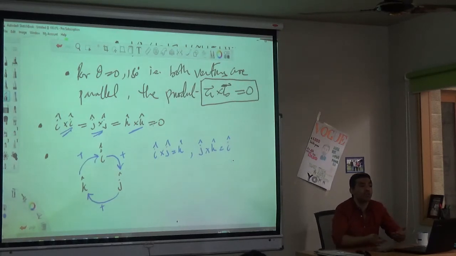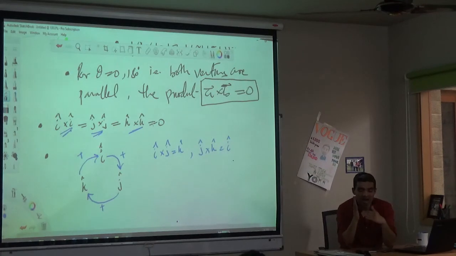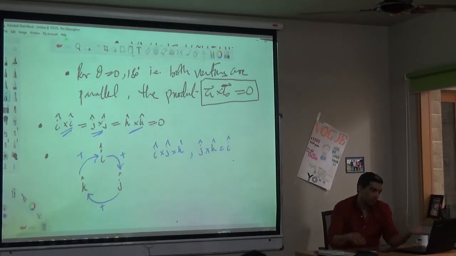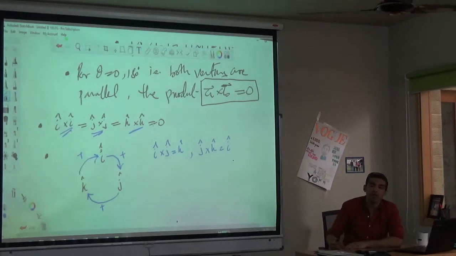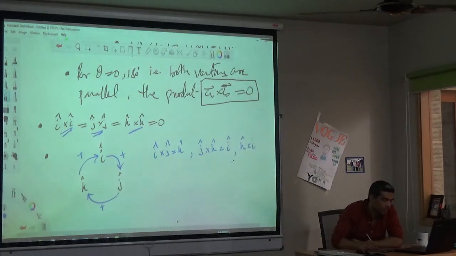What would I cross J give you? I cross J is going to give you a third vector which is going to be perpendicular to I and J both. Which vector is perpendicular to I and J both? The vector K. So it results in the vector K. What would be perpendicular to J and K? So J cross K gives you an I. What would be perpendicular to I and K? So K cross I would give you a J.